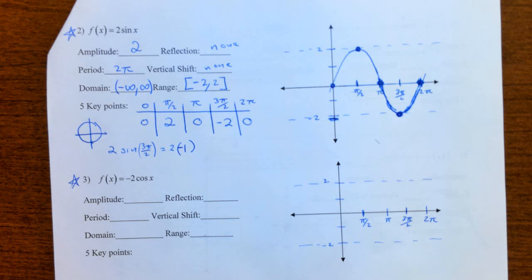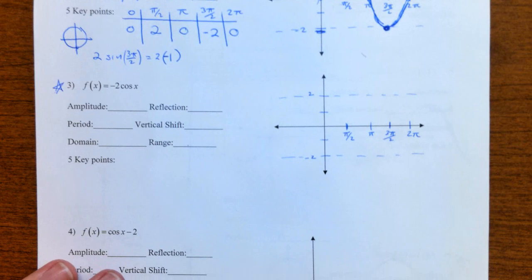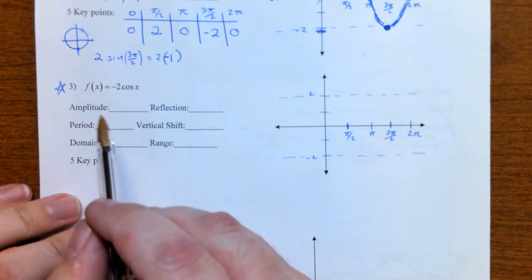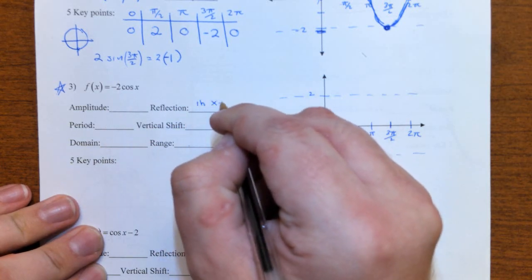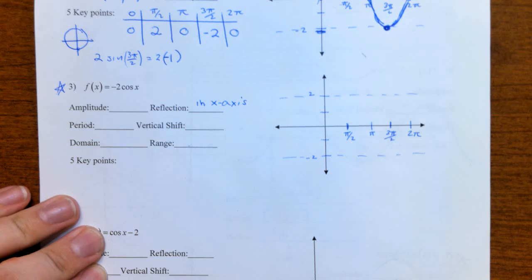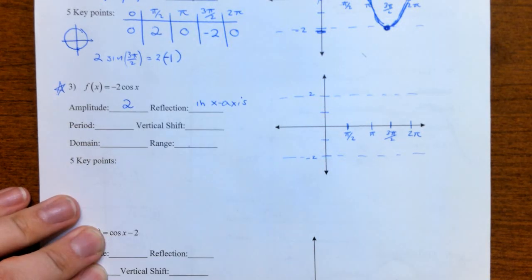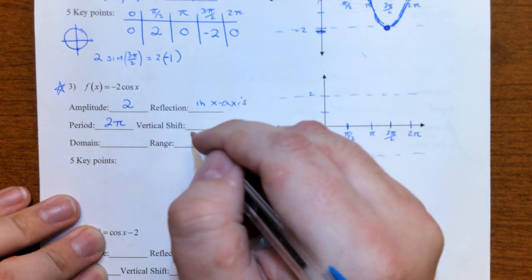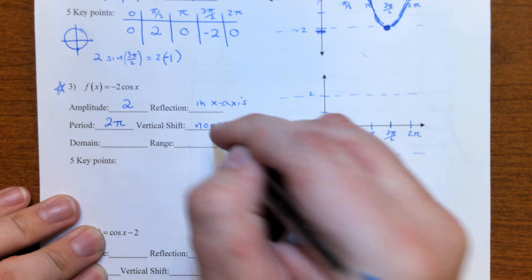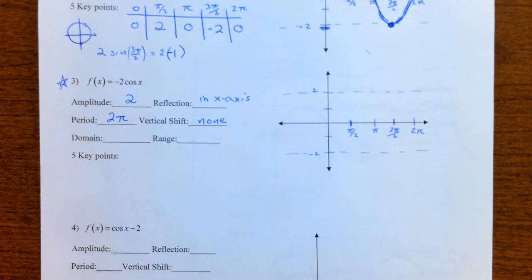Let's do a cosine example. In problem 3, I'm asked to graph f of x equals -2 cosine of x. As I look at this, I can see that, yes, there is a reflection in the x-axis. I can see that the amplitude has been doubled. The amplitude is 2. We have not discussed how to change the period at this point, and there is no vertical shift to this graph.